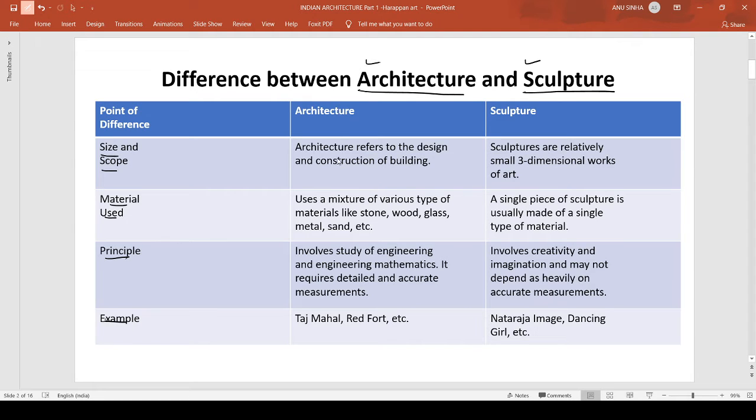So what is architecture? Architecture refers to the design and construction of the building, whereas sculptures are relatively small, three-dimensional work of art. So architecture is something we are talking about on a very magnificent and big scale, like construction of a building. And sculptures, on the other hand, are three-dimensional things, that is construction of a statue and all that. Materials used: architecture uses a mixture of various types of materials like stone, wood, glass, metal, sand. Whereas a single piece of sculpture is usually made up of a single type of material.